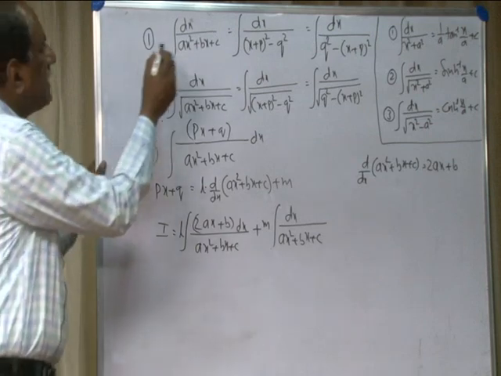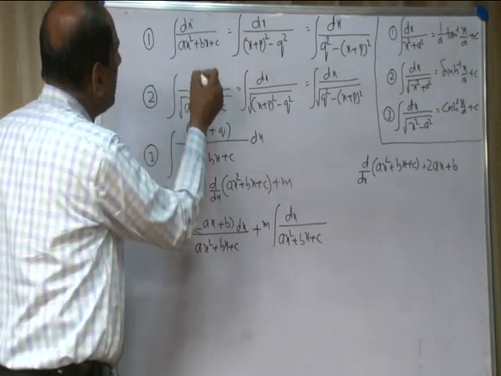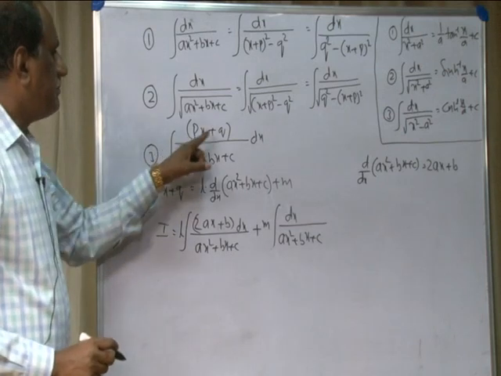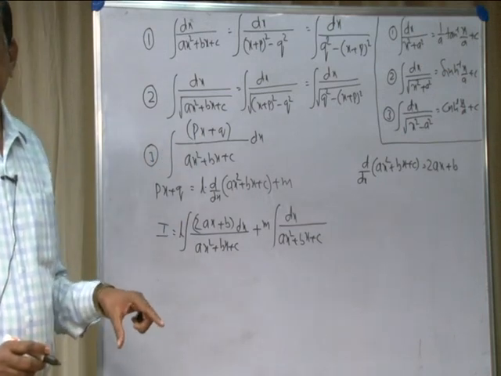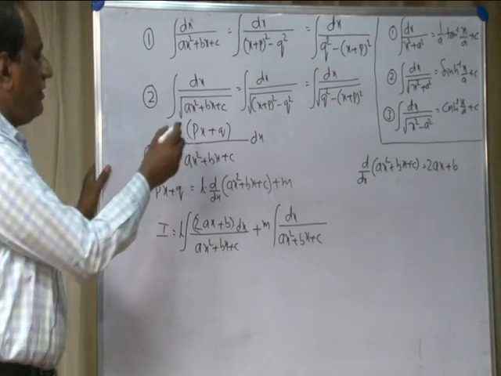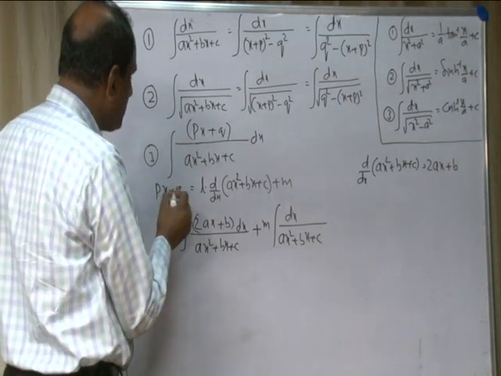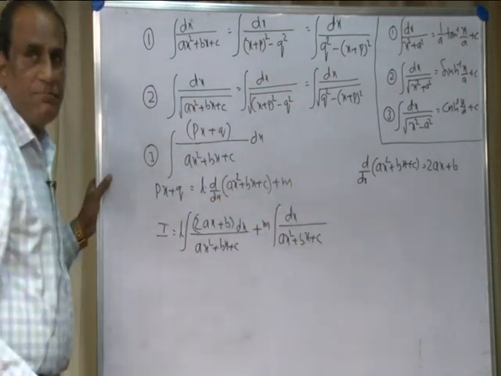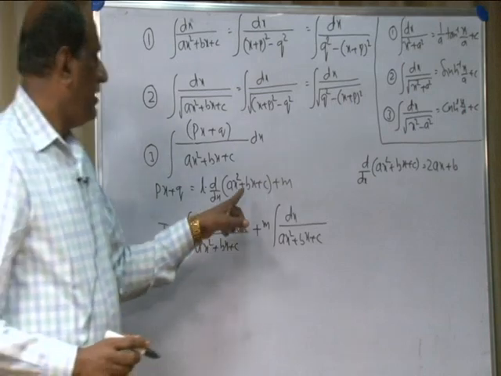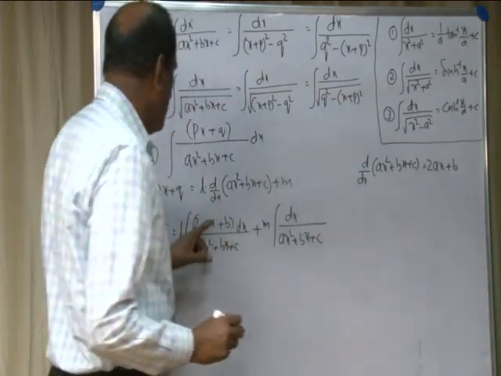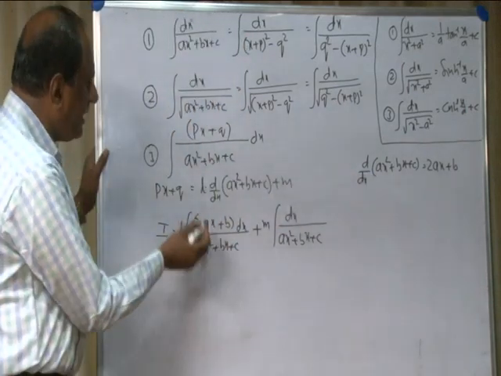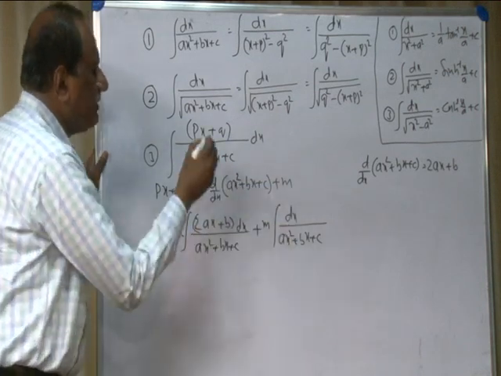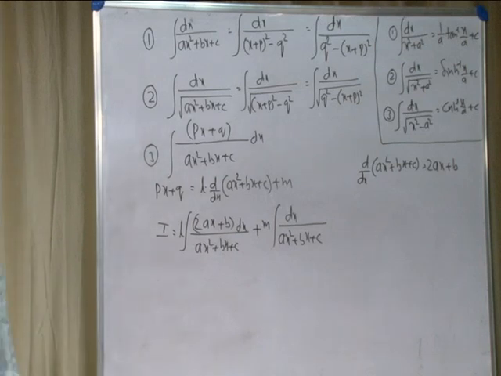In the first two cases, the numerator is only the variable of integration dx. In the third case, that is Px plus Q, an extra term is there in the numerator. Therefore, express numerator Px plus Q as L into d by dx of denominator plus M. L and M are constants. Now, the derivative of the denominator is 2ax plus b divided by the same common base, that is ax square plus bx plus c, plus M into dx divided by ax square plus bx plus c.